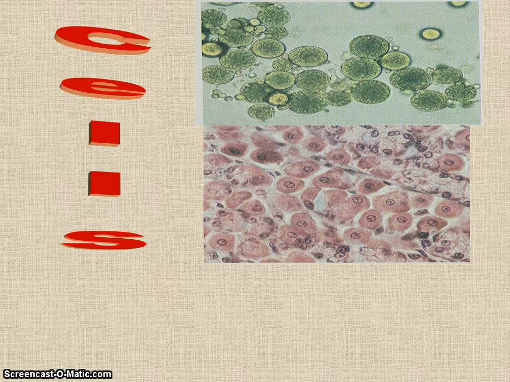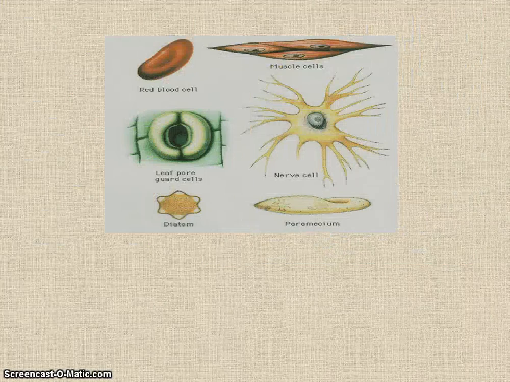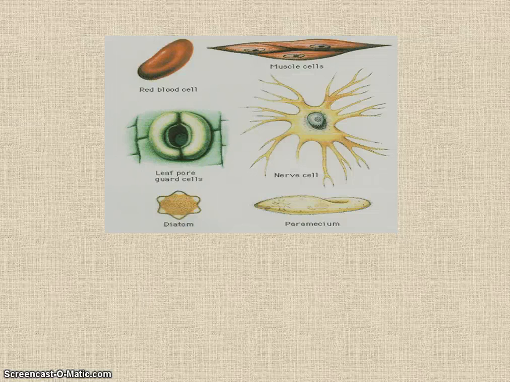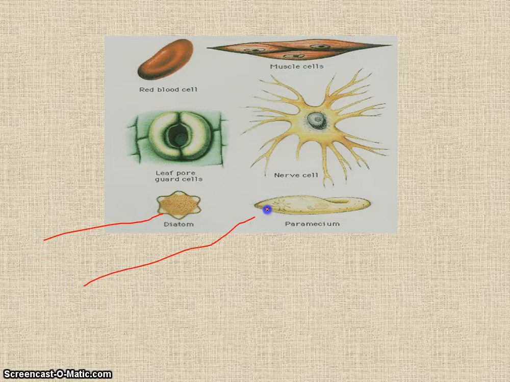Okay? Now, cells come in all different shapes and sizes. Their shape depends on their function. So if you take a look at all of these different cells, we can have some unicellular organisms. Those are both protists, and we'll talk about that when we talk about protists. We have cells that make up our body. So we have the nerve cells, the muscle cells, the red blood cells.